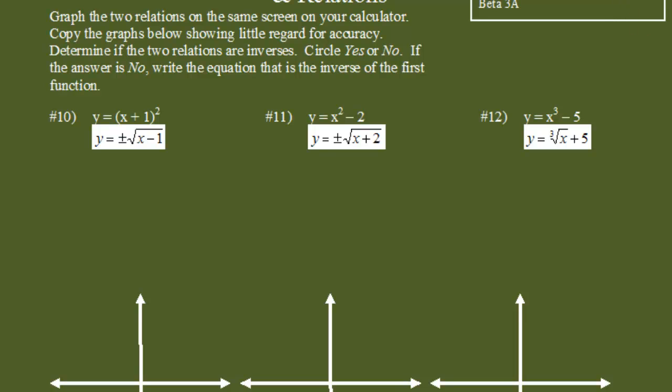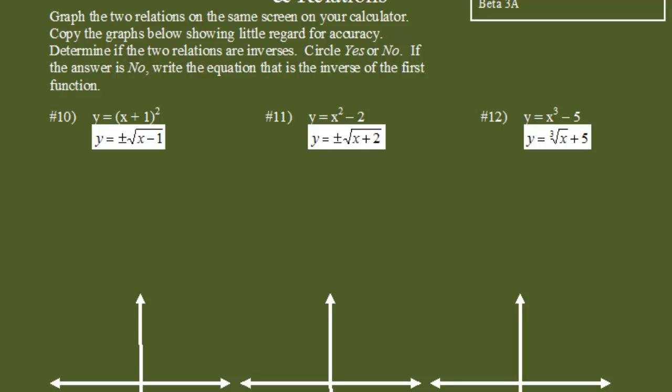Ten, 11, and 12. Graph the 2 relations on the same screen on your calculator. Copy the graphs below, showing little regard for accuracy. That means don't spend all day translating the graphs. Determine if the 2 relations are inverses. This is just by sight. There should be no work to do to determine that.